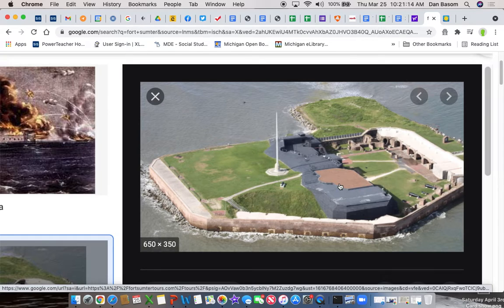After that, you are going to write a maximum, which means no more than 5 words, as basically the headline of what's going on here at Fort Sumter. So you're creating a newspaper headline based on what you're seeing here. So it's almost like you're a journalist.